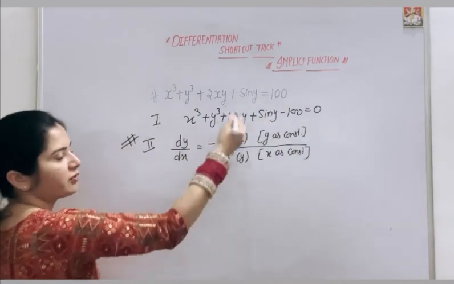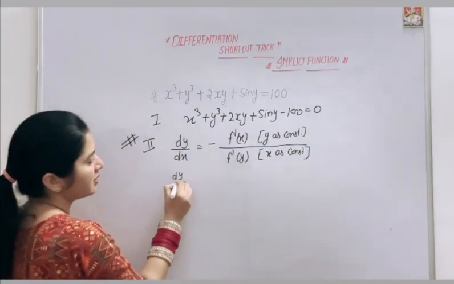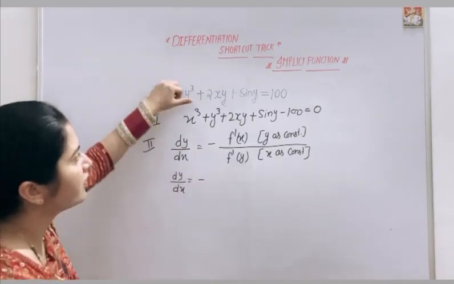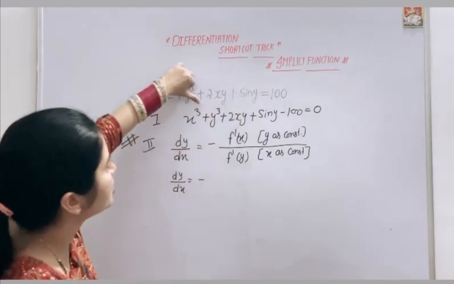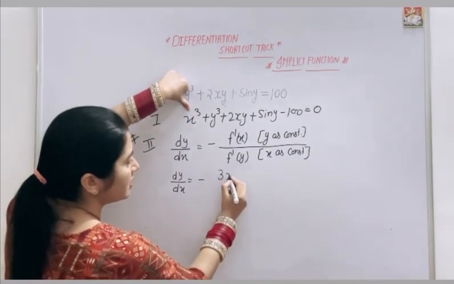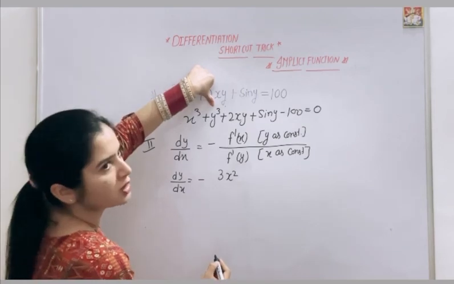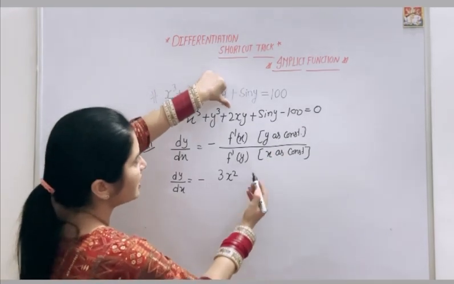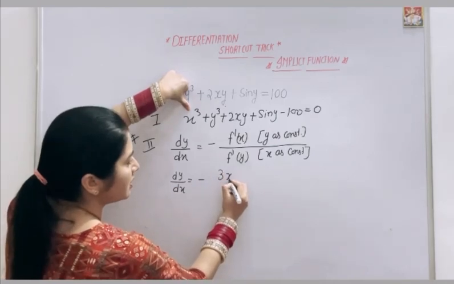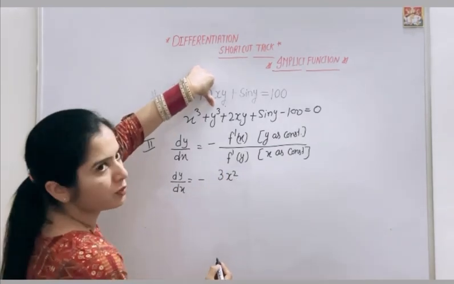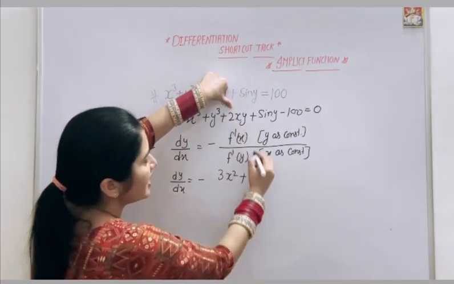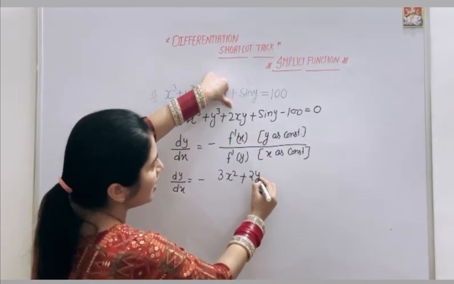Let's apply the formula in the example. dy by dx is minus the derivative of this function with respect to x. x cube will be 3x square. y cube will be 0 because we are taking y as constant. Plus 2y is constant, so 0, and the derivative of x is 1.